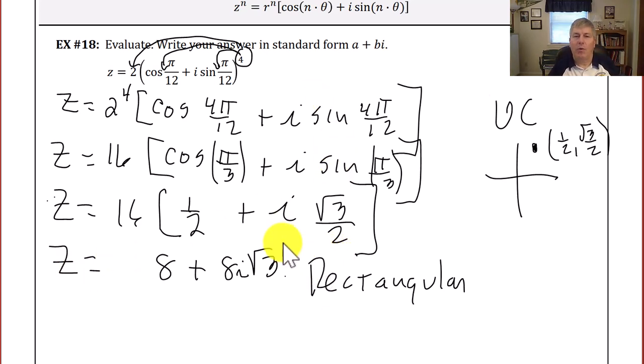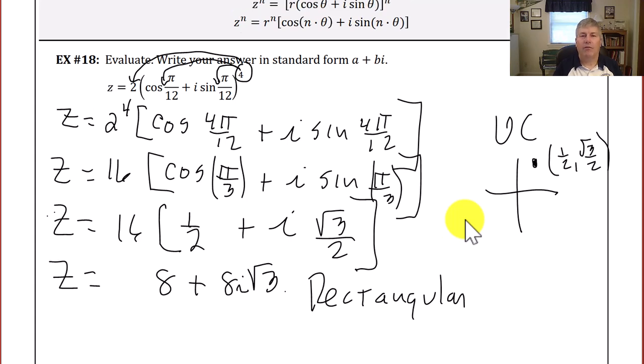So we'll get some more practice with multiplying and dividing trig form of complex numbers, and we'll also get some practice with DeMoivre's theorem when I see you in class.